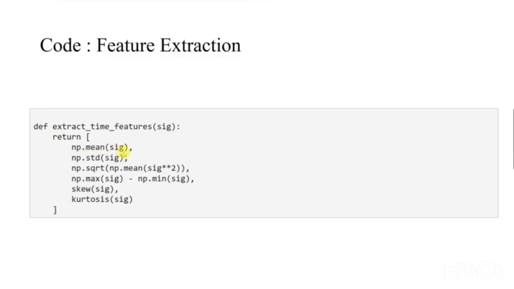First, the mean of the signal computes the average value of the ECG segment. Then the standard deviation measures how much the ECG signal varies around the mean. Then the RMS, root mean square. First, the signal is squared to make all values positive. Then the mean of the squared signal is calculated. Peak to peak, we have the difference between the maximum value and the minimum value.